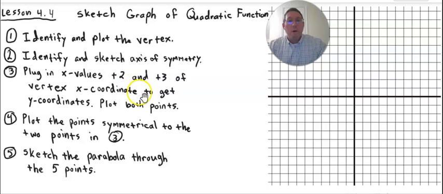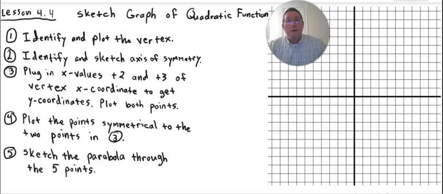Then we're going to identify 2 other points that are symmetrical to those 2 points that we just identified, because a parabola is symmetrical over the axis of symmetry. So then at that point we will have 5 points plotted that give a pretty good shape of the parabola, and then all we're going to do is sketch the parabola through those 5 points. That's it. Okay.